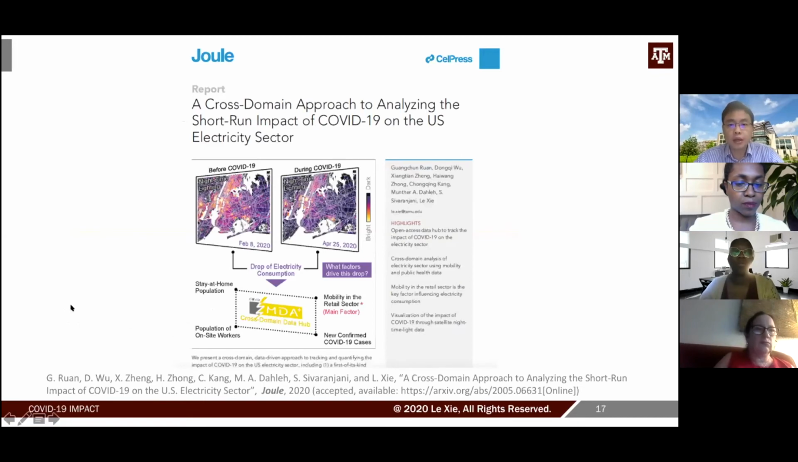And this has just been featured in this paper, fresh off the press. It's already available online, but it's going to be in the November issue of Joule, which is one of the most prestigious journals in the energy sector. So the details are all described in there.